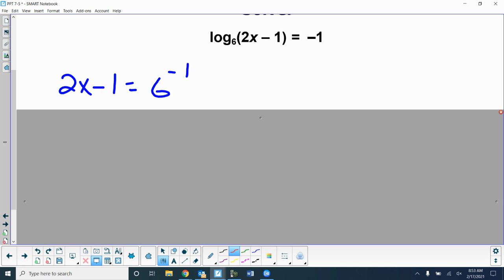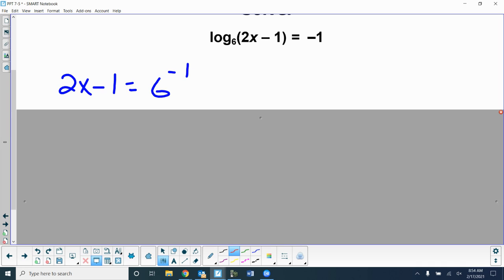Nicole, what am I gonna do? I want to get x by itself. So what am I gonna do with that? Add it, right? That's gonna be some decimal, or what fraction is that?